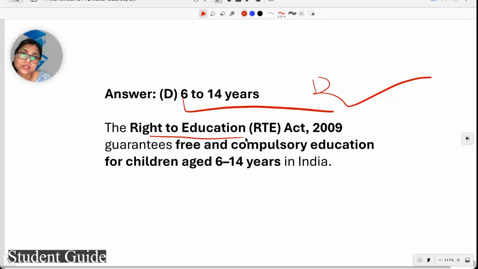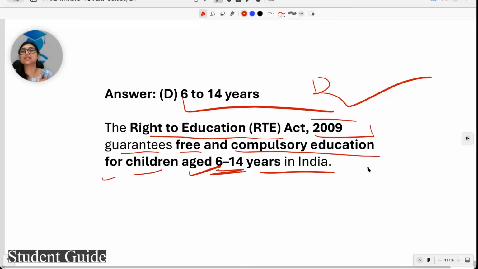The Right to Education, that is the RTE Act 2009. The year is also important. It guarantees free and compulsory education for children aged 6 to 14 years in India. So that's it. This was the quick revision masterclass for you with some selected questions from the last 5 years' PYQ, so that you can get good practice and good revision for the upcoming exam.